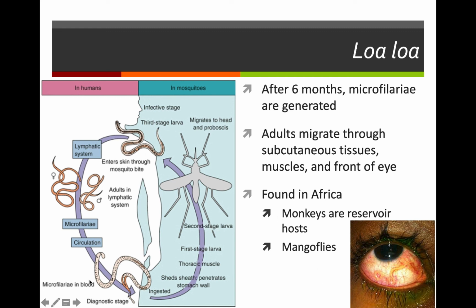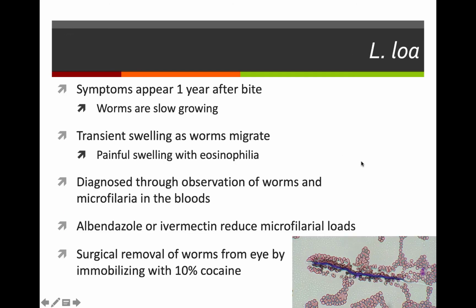Monkeys tend to be the reservoir hosts, so primates, and it's transmitted by what are called mango flies, or a type of mosquito. Symptoms may not appear for more than a year after the bite because the worms are pretty slow growing. They cause swelling as the worms migrate through the body. It can be painful because you have the infiltration of eosinophils. It can be diagnosed through observation of worms and microfilaria in the blood.